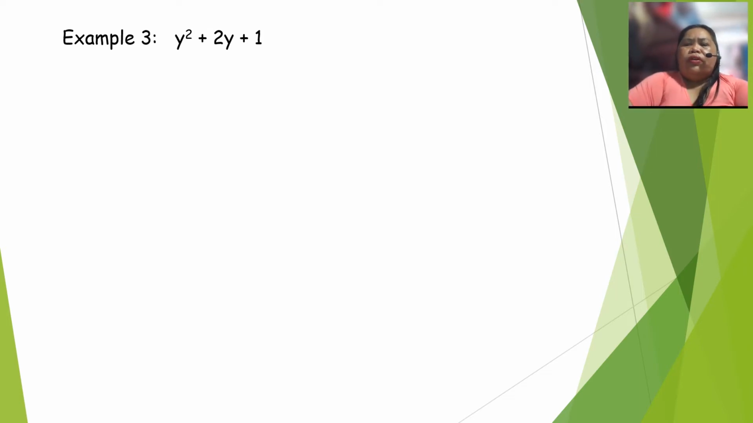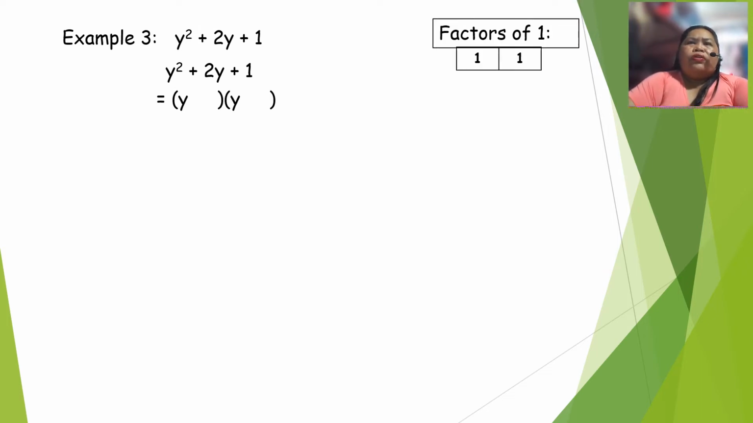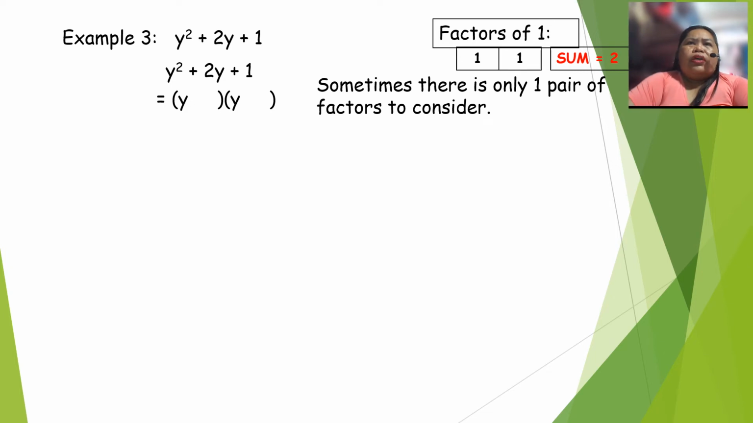Okay, let's have this example: y squared plus 2y plus 1. Of course, the factors of 1 are 1 times 1, and their sum is 2. Sometimes there is only one pair of factors to consider. Thus, y plus 1 and y plus 1 are the factors.